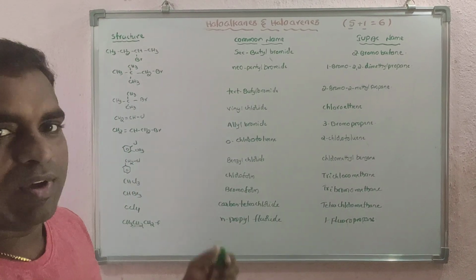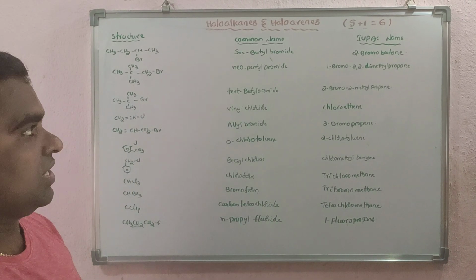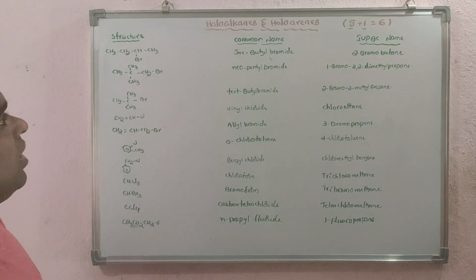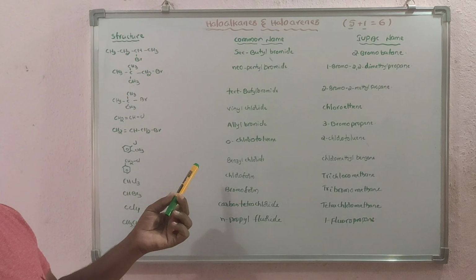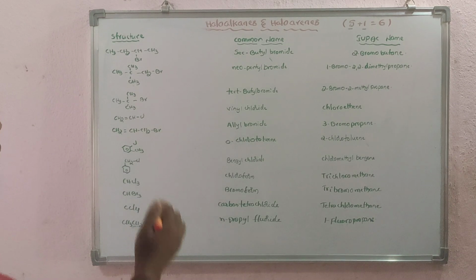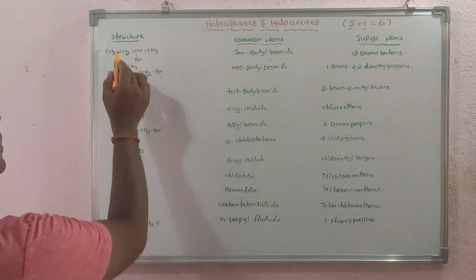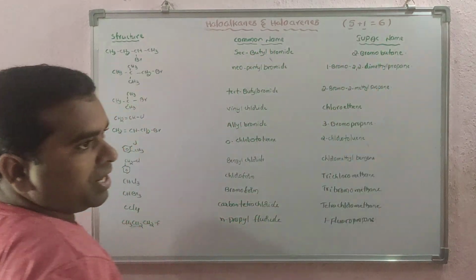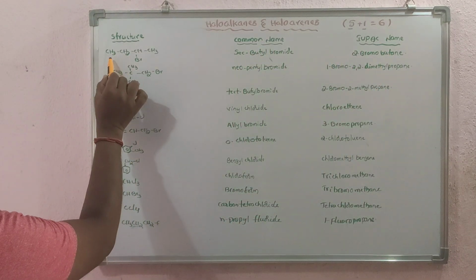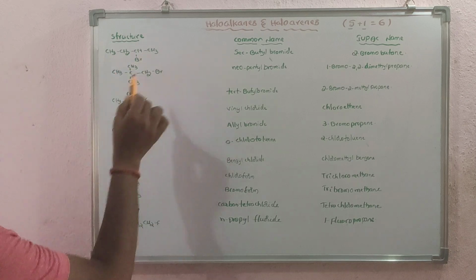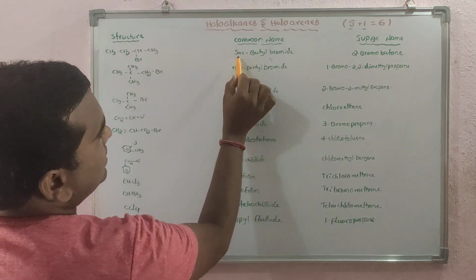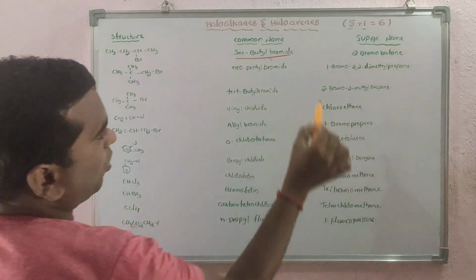In the last video, we discussed the nomenclature. Now, here are some examples which are given in the NCERT textbook, and we will discuss them now. In the first one, you see a structure, common name, and IUPAC name. Here, the structure of the compound is this, and the common name of this compound is secondary butyl bromide.